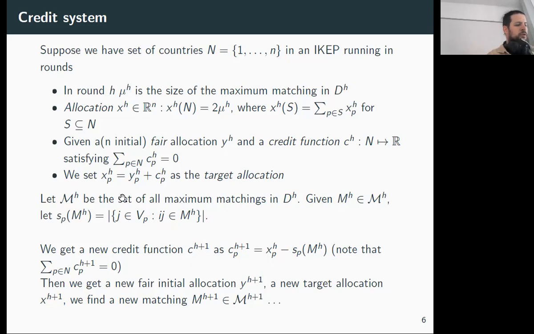And when we are looking for, obviously, a maximum matching in the compatibility graph, we are going to count how many transplants are prescribed to a country by that maximum matching. Those will be the S values. Once we have chosen our matching in round h, we can get a new credit function for the next round, which is nothing else than the difference from the target.